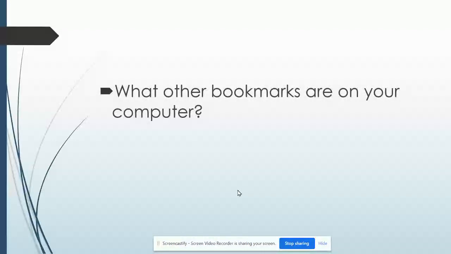Now, look, what other bookmarks are on your computer? Remember, if you don't see those 2 bookmarks we just created, go to the right where those 3 dots are and locate favorites or bookmarks and make sure you can click on or select Show Bookmark Bar.